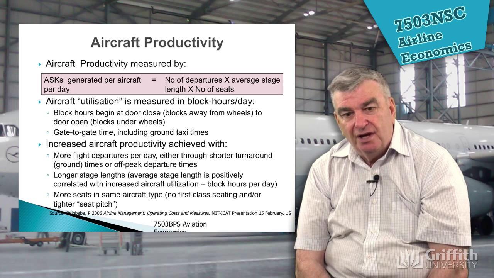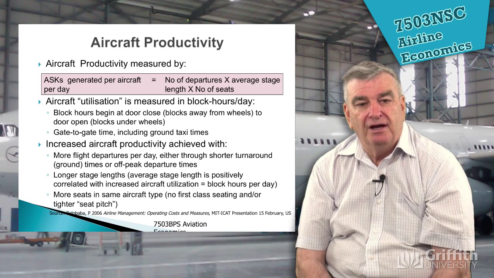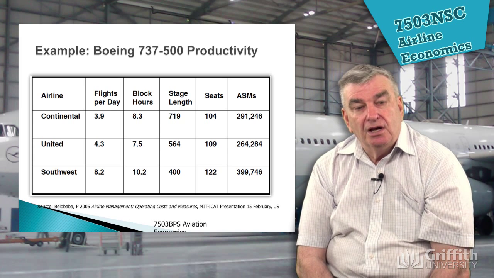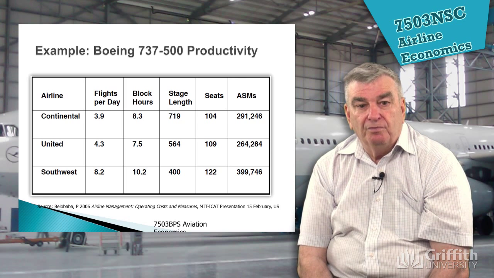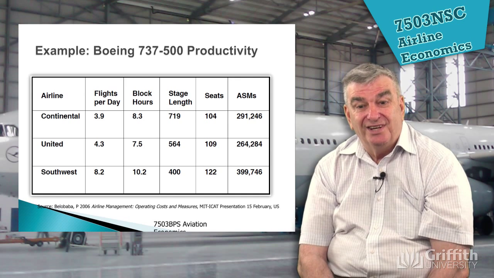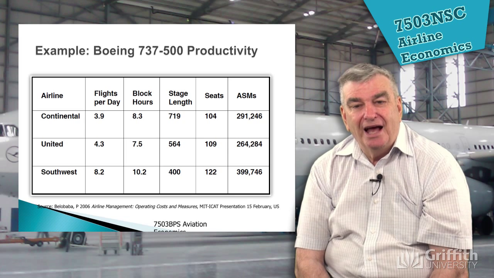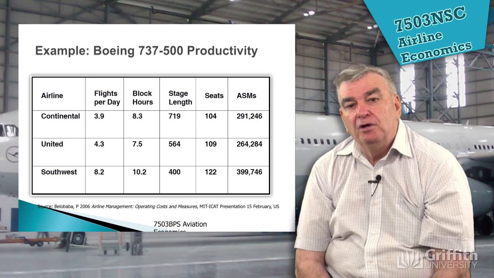And one of the things that we'll find out is an aircraft sitting on the ground is the most useless asset that you can have in aviation. And we'll see how airlines actually do this. Here is an example. It gives you a feel for a Boeing 737. And we can see here that, for example, Continental Airlines is getting 291,246 air seat kilometres out of theirs, whereas Southwest Airlines is getting nearly 400,000. Virtually an extra 25% out of the same aeroplane. How do they do it? Well, we'll be studying that.